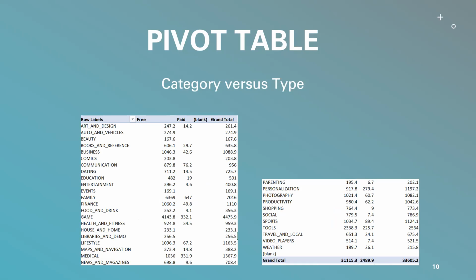The fourth pivot table is the category versus the type. It shows a lot of free apps, but were installed in different categories. There are some of the categories that don't have the paid apps. Next slide.